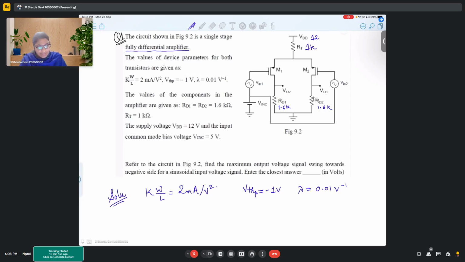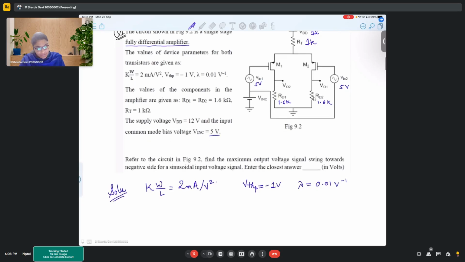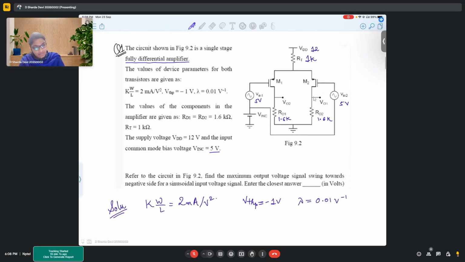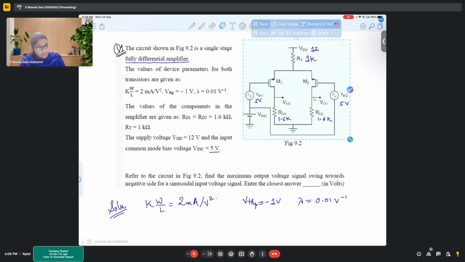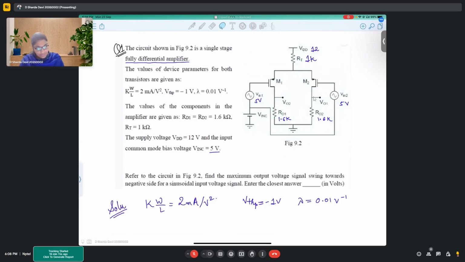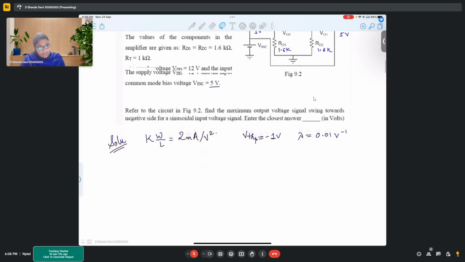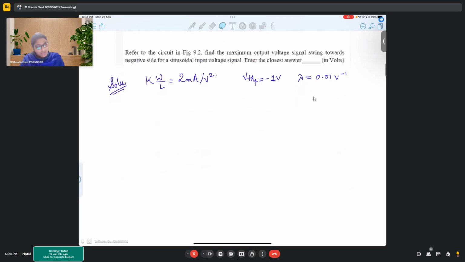So VDD is given. Common mode bias is also given. That means 5 volts is being applied to both the sides. Now refer to the circuit given. Let me copy the circuit first. Find the maximum output voltage swing towards negative side. We have to find the maximum output voltage swing towards negative side from the sinusoidal input voltage signal.